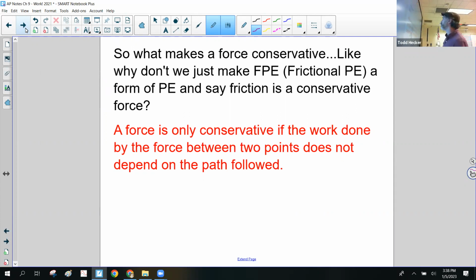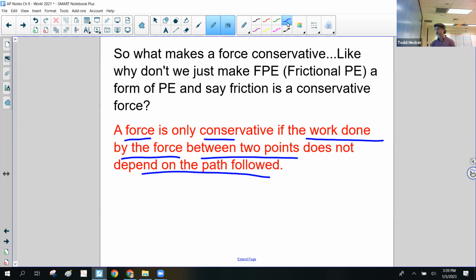The textbook definition of a conservative force is this: a force is only conservative if the work done by that force as you move an object between two points doesn't depend on the path followed. So if I move an object from point A to point B, no matter how I get there, if I go straight from A to B, or if I follow some curvy path, or if I go out and up and over, no matter what, if I travel from point A to point B, the work done by a conservative force will always be the same, but a non-conservative force will not.